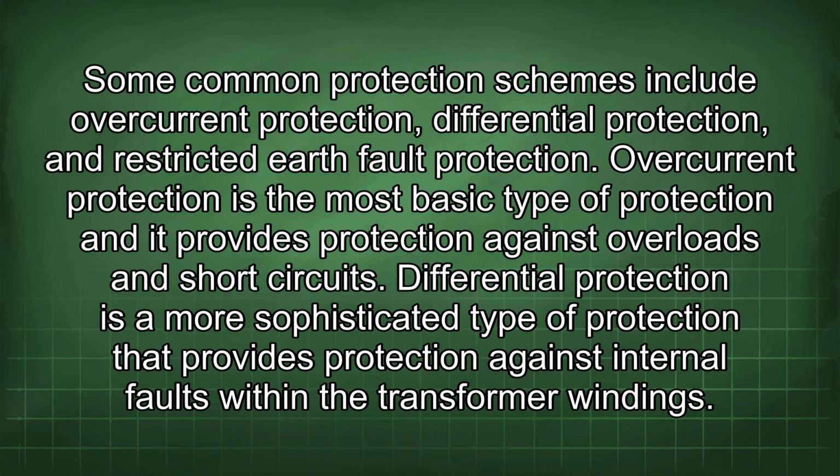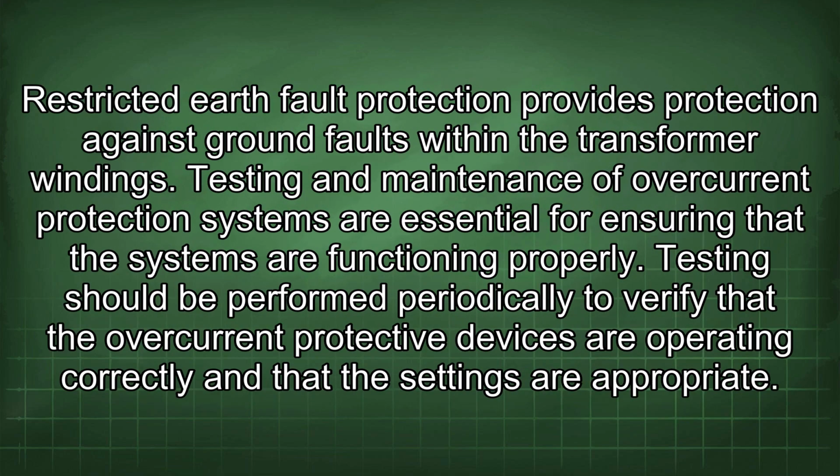Differential protection is a more sophisticated type of protection that provides protection against internal faults within the transformer windings. Restricted earth fault protection provides protection against ground faults within the transformer windings. Testing and maintenance of overcurrent protection systems are essential for ensuring that the systems are functioning properly.